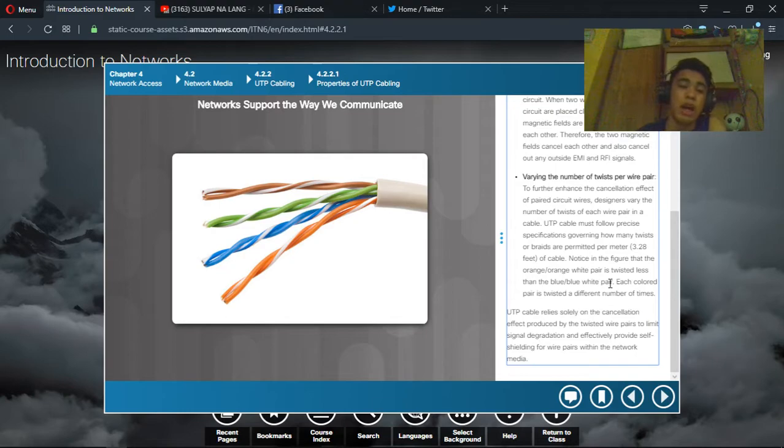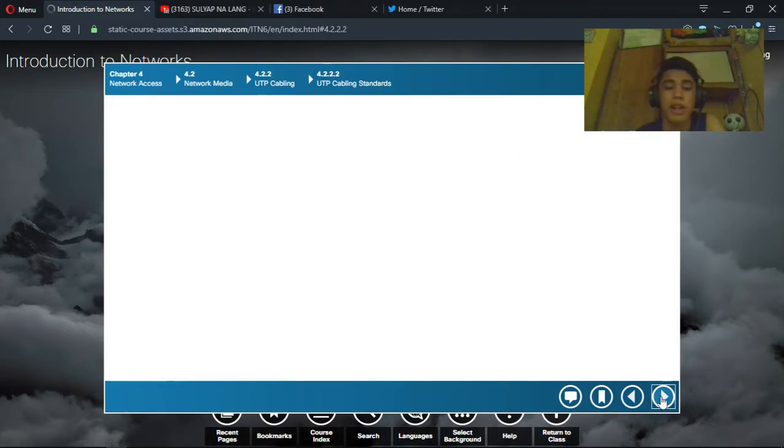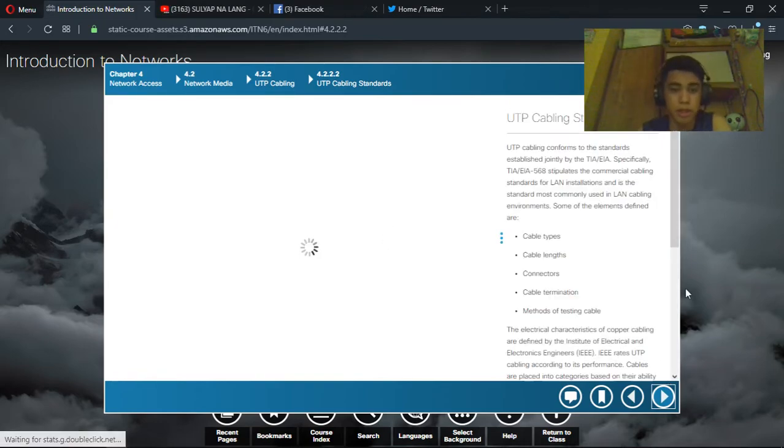So it's not only twisted, but we also need to know how many twists there are in that wire. UTP cable relies solely on the cancellation effect produced by twisted pairs to limit signal degradation and effectively provide self-shielding for wires. Okay, let's look at UTP cabling standards.